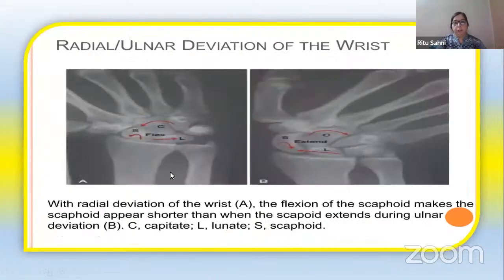So this is the radioulnar deviation of the wrist. As the wrist deviates, the proximal row of the carpal bones also shifts with the radial deviation of the wrist. If my wrist is deviated towards the radial side, the scaphoid must appear shorter, because flexion makes the scaphoid bone shorten. It will not get the proper space to come out, so it will be shorter. And when the scaphoid extends during the deviation, it will be in extended form and easily palpable. So according to radial and ulnar deviation, we can palpate the scaphoid in the flexion versus the extension position.